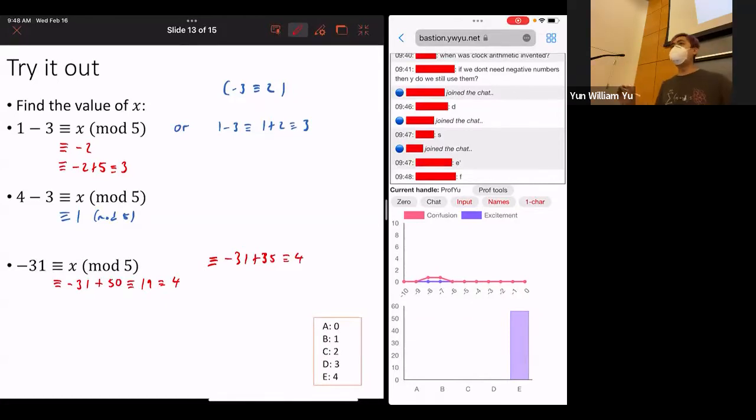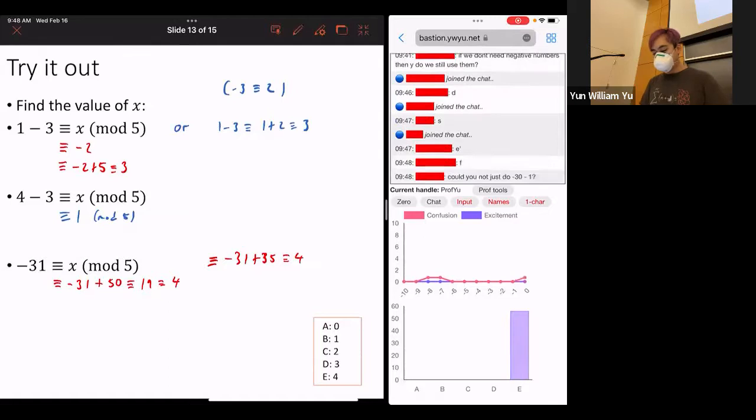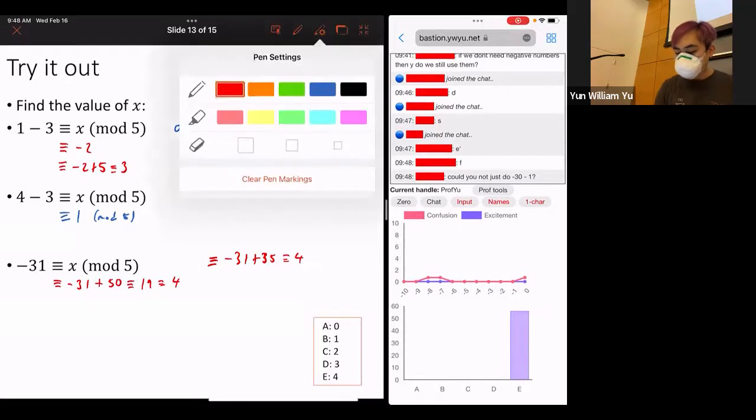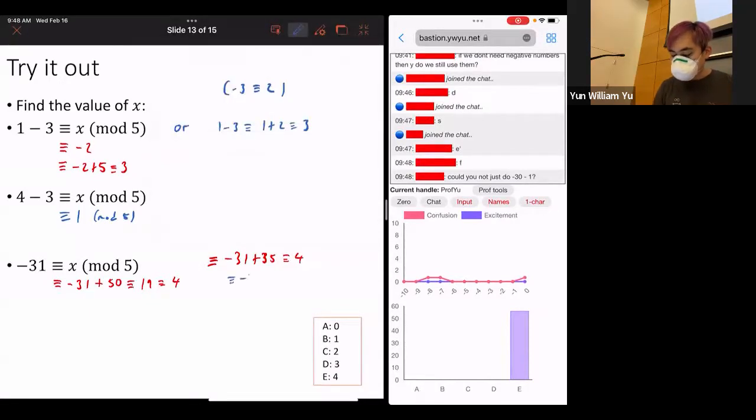Okay, so both are valid ways of doing it. You just need to add a number big enough and then go the other direction. Oh, yes. Someone has a really good point. Could you just do minus 30 minus 1? Yes, of course you can. So that's another way of doing it. This is also equivalent to minus 30 minus 1. Minus 30 you already know is 0 because it's an exact multiple of 5. That's equivalent to minus 1, which is equivalent to 4.